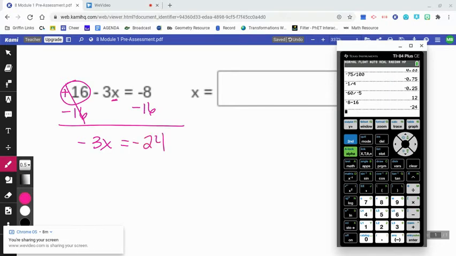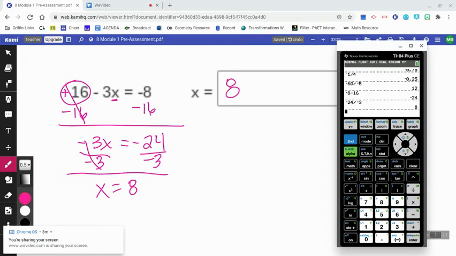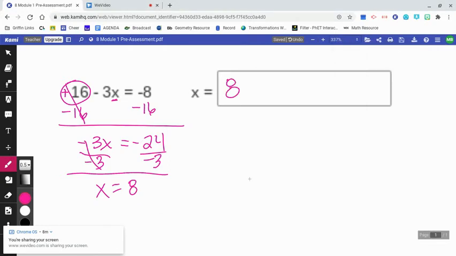Okay, my next step, a number next to a variable, again, is multiplication. So the opposite of multiplying by -3 is to divide both sides of the equal sign by -3. And that leaves me with x is equal to -24 divided by -3, which is a positive 8. So x is 8. Okay, let's keep going.